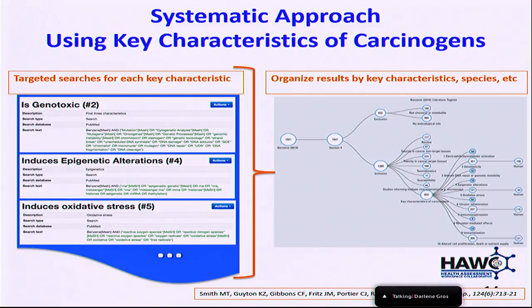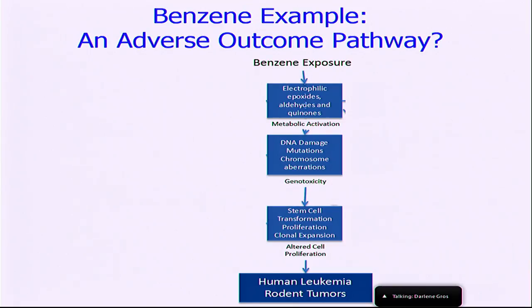And this is a way to take your subgroup or your mechanism or group of experts and allow them to reach consensus very quickly about a very large body of data. So we did this for benzene, as I mentioned, and I want to bring up now this idea of the characteristics idea versus the adverse outcome pathway idea.